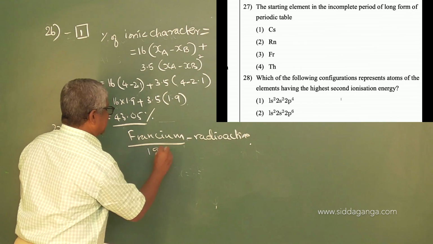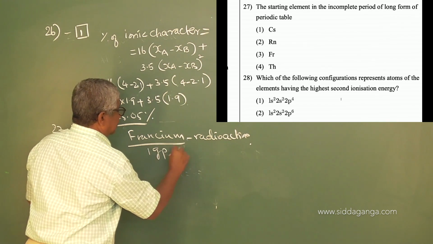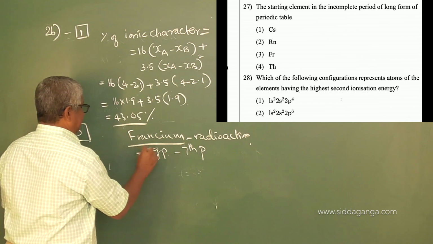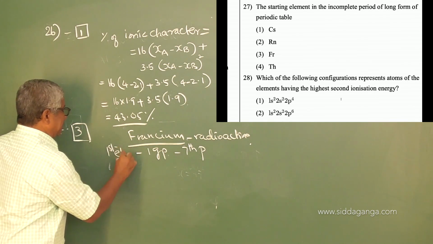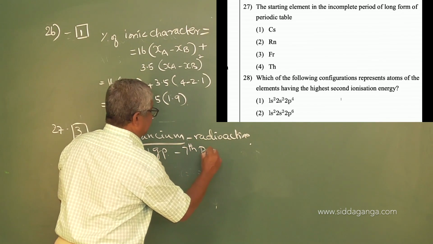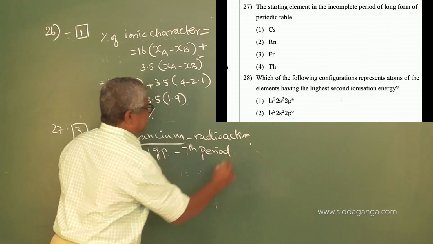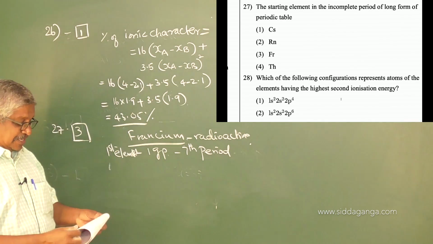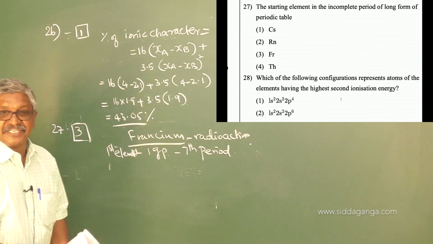Francium is in the first group and the 7th period. First element, first group, and 7th period. The 7th period is the incomplete period. Question 30.